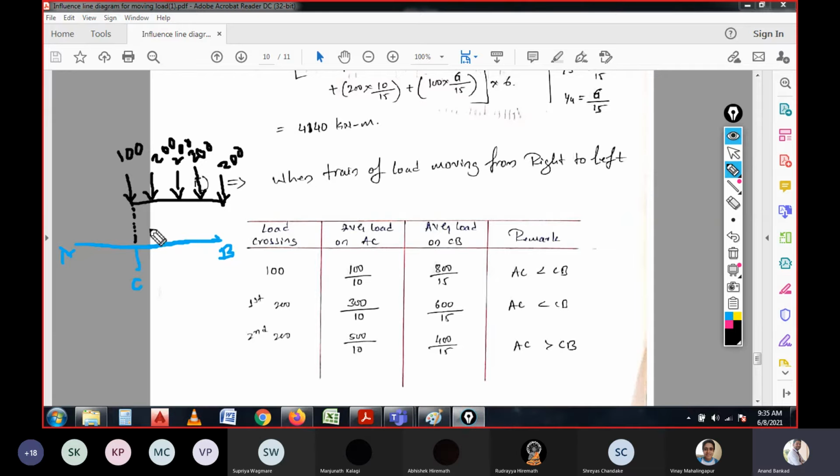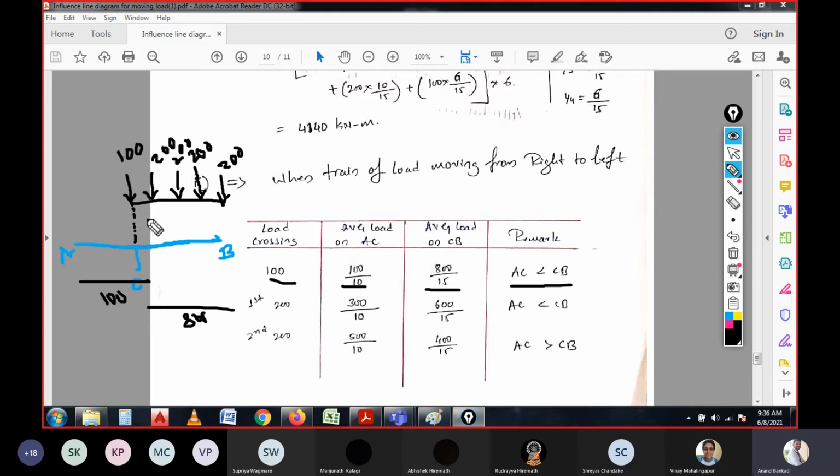Right. So on this, again, we need to consider a series of loads which are moving, having average on the span of AC and BC. At the first time, if the 100 kilonewton load is on the section C, at that time on the span of AC we will be having 100 kilonewton load, and the remaining 800 on the span of BC. So that is what is written, taking the value of the average.